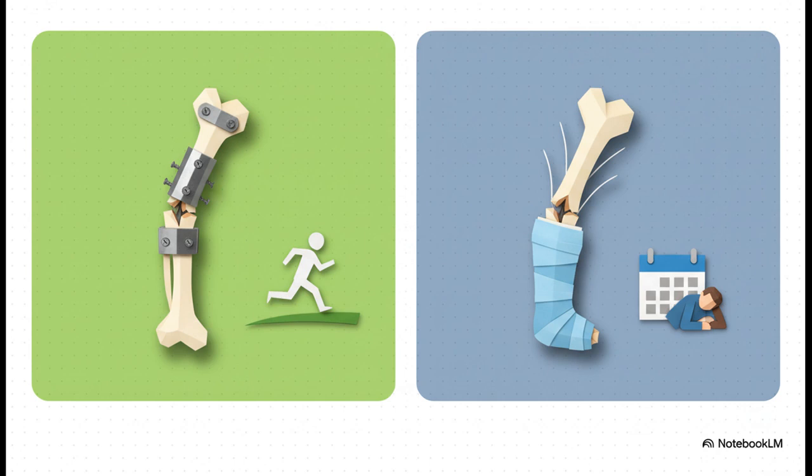Then you have unstable osteosynthesis. This might use thinner hardware, like K-wires. Now, it holds the pieces in the right spot, but it's not strong enough on its own. You're going to need a cast or a brace for backup. And that, of course, means you're not getting immediate mobilization. This one choice completely changes the game for the patient's entire recovery.